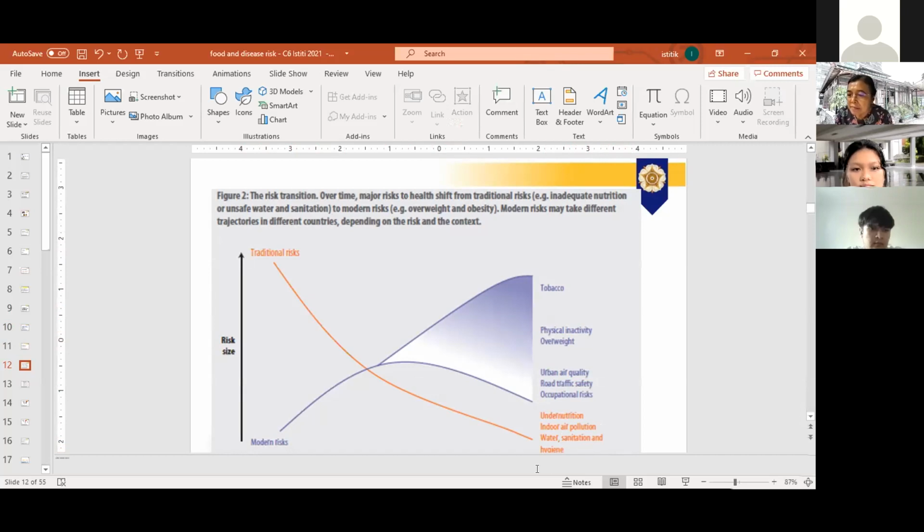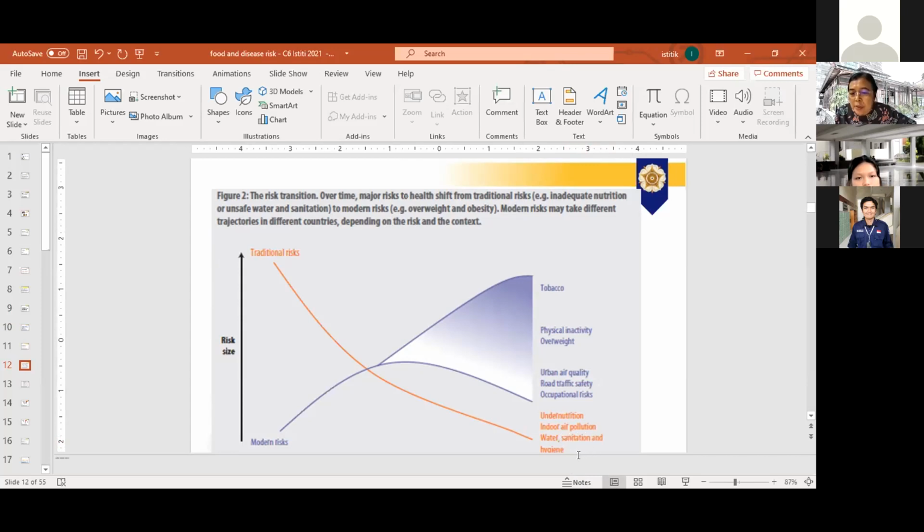Rafi here? Yes, Doc. Can you explain what is indoor air pollution? An example here. Probably when the indoor air is not clean, like due to smoke from cooking, or the house has poor hygiene. Yeah.